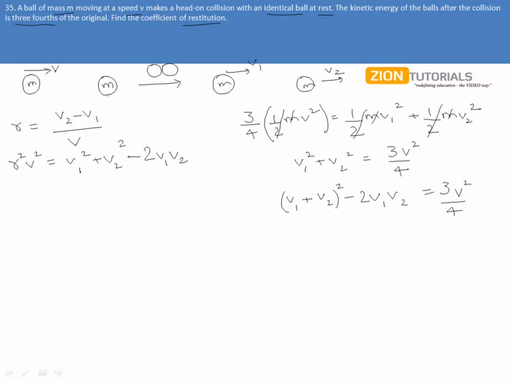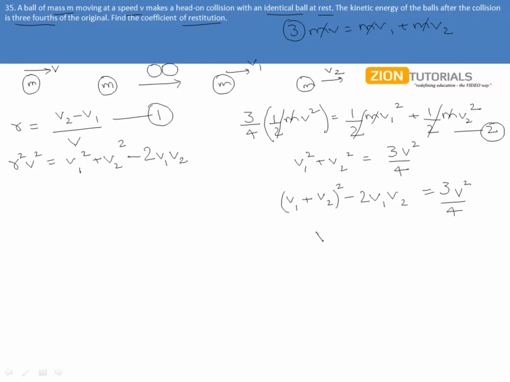Now friends, since there is no external force, we can apply the conservation of momentum here. If I mark the equations as this being the first equation, the conceptual equation, this being the second one in which we applied the kinetic energy relation, we will have one more relation, the third one, which is mv equals mv1 plus mv2. Cancelling the factor of m, we get the relation v equals v1 plus v2.